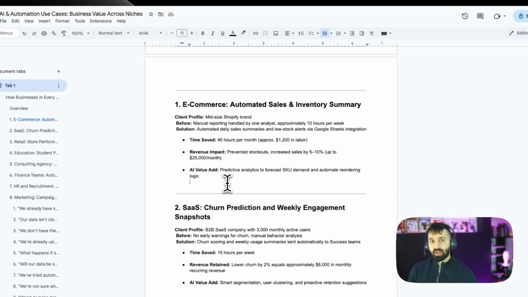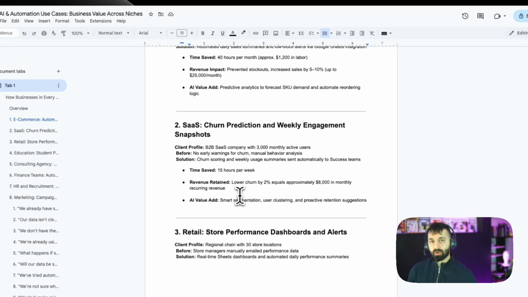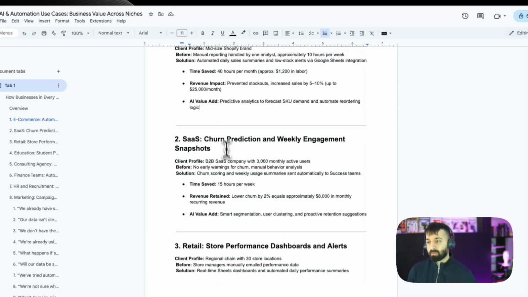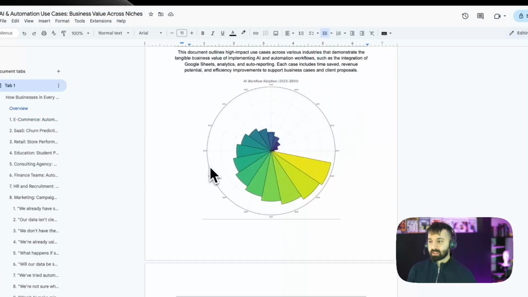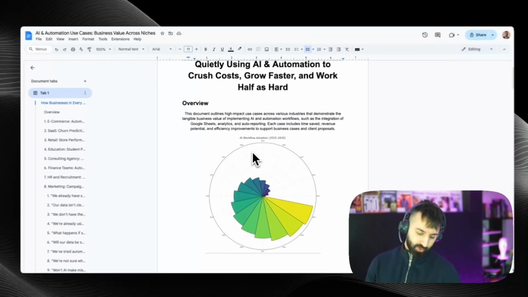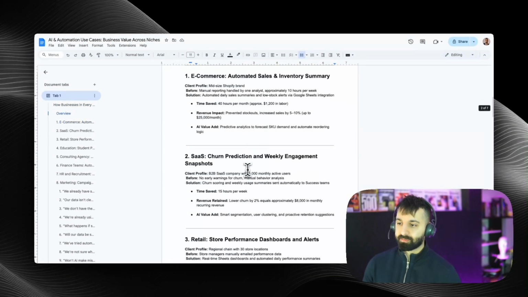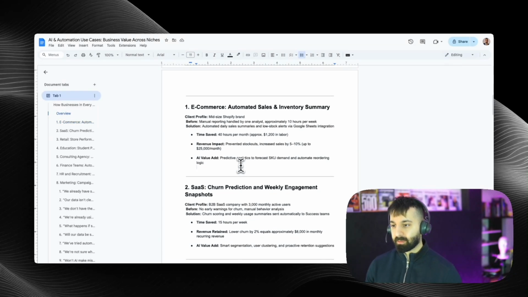So the best value add for someone in the e-commerce space is having predictive analytics, a custom AI to forecast their SKU demand and automate the reordering logic. Sounds complex, but in reality, what this is, is our data mining agent, which we'll show you here in a second, right? So e-commerce could benefit from that.